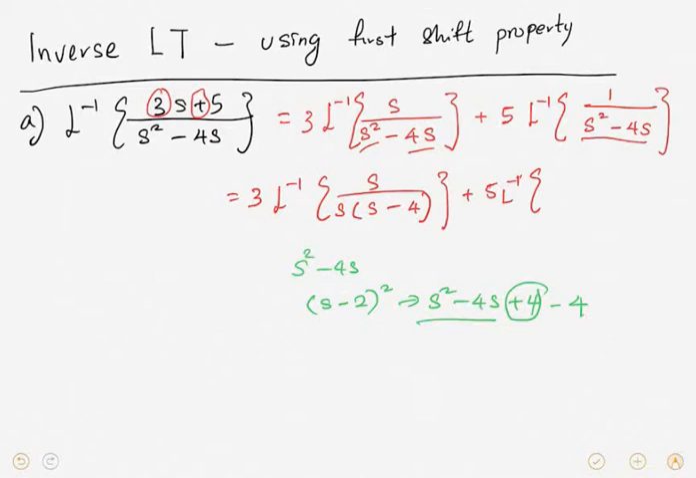Okay, so this means that we can change to s minus 2 squared minus 4, which is actually the same as what we want here, s squared minus 4s. And then s minus 4 is a shifting property, so we can change to exponent 4t from the table of Laplace transform. This one we can cancel out.